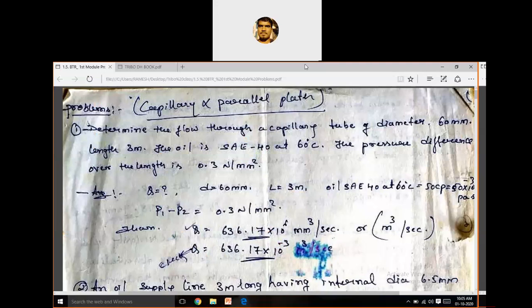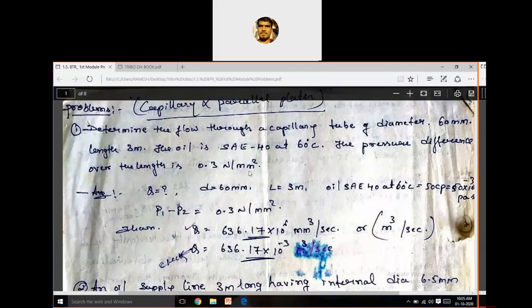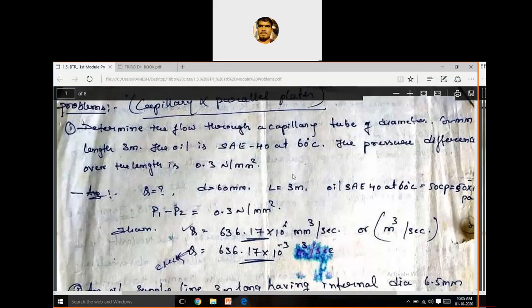In our previous classes we discussed two important derivations, the capillary tube as well as the parallel plate. Based on that, we are going to solve some problems. So, first simple problem.